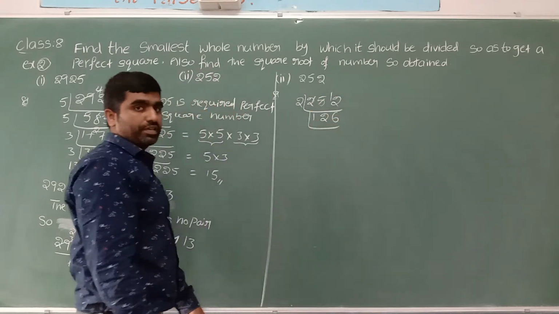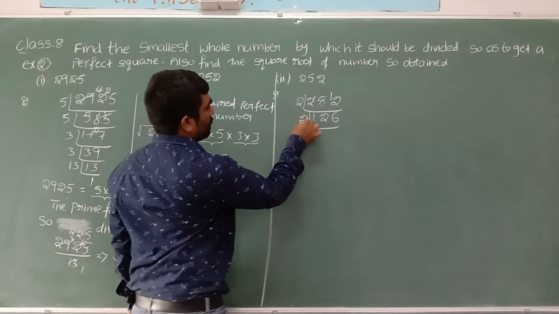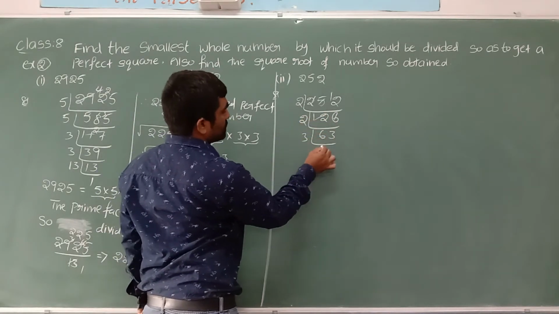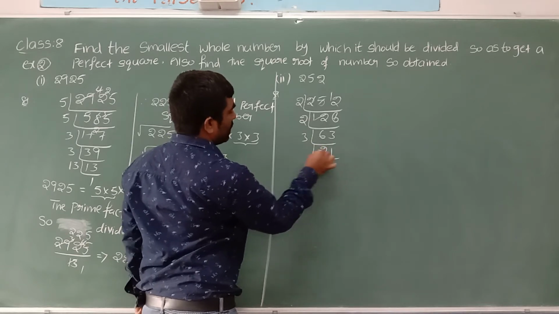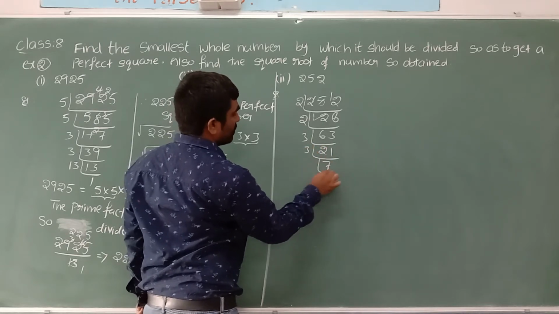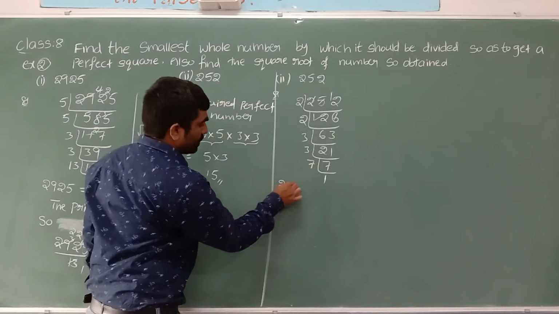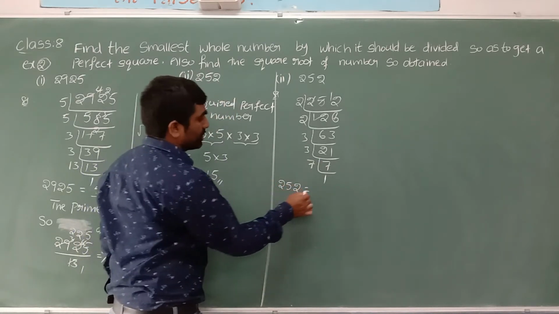Again we can see the ones place digit is 6. The 2 table is possible. 2 6s are 12, 2 3s are 6. Now the 2 table is not possible. The 3 table is possible. 3 2s are 6, 3 1s are 3. Again the 3 table is possible. 3 7s are 21. 7 itself is a prime number. 7 1s are 7.